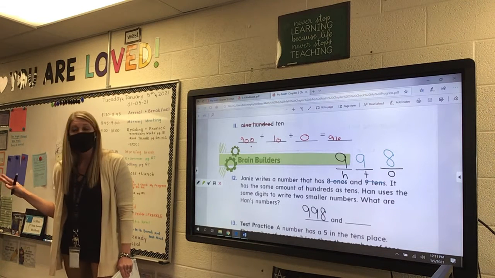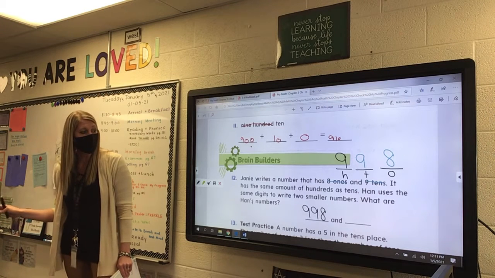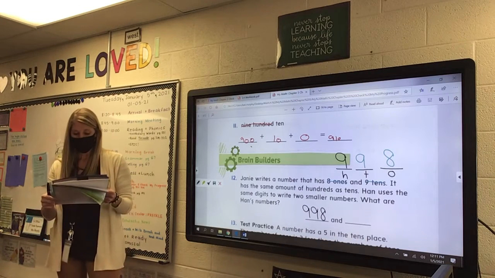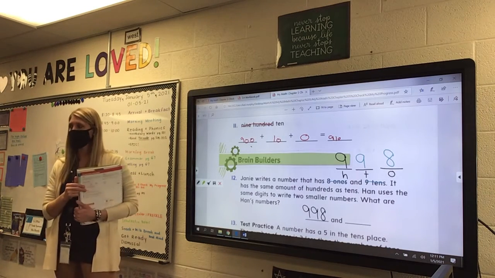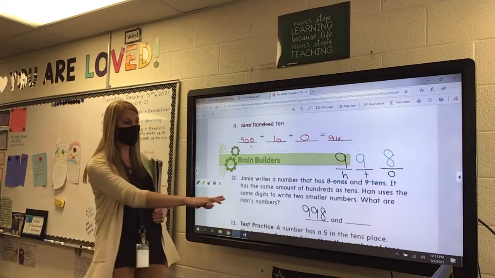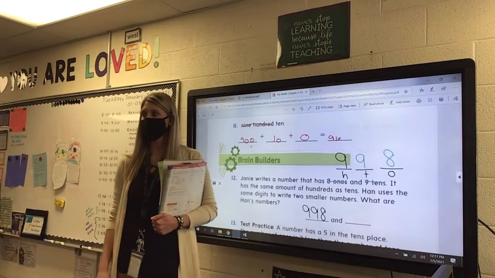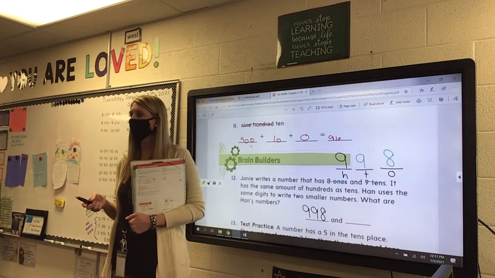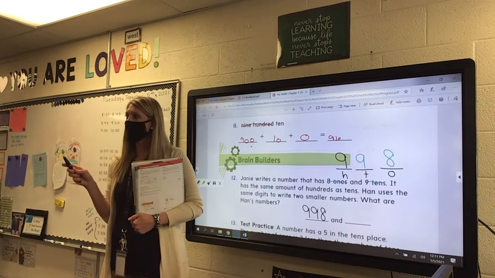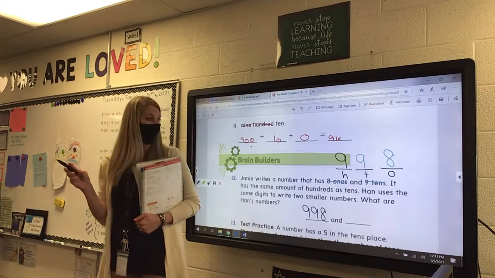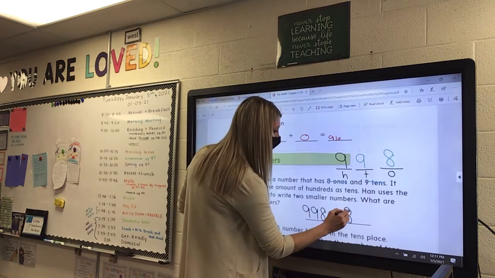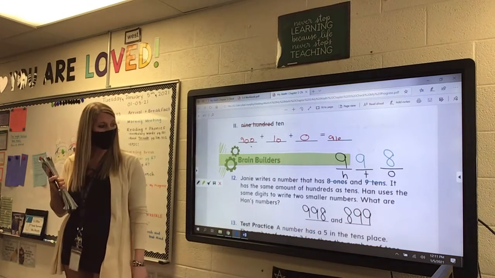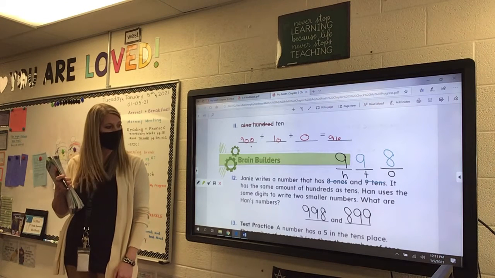Now, the second part says Han uses the same digits to write 2 smaller numbers. What are Han's numbers? So if he uses these numbers, 9, 9, and 8, if I move those 3 numbers around, what's another number I can make? Ellie. 899. Yeah, I can make the number 899. Did you hear this? Everyone knew it. Is there any other number that he can make?